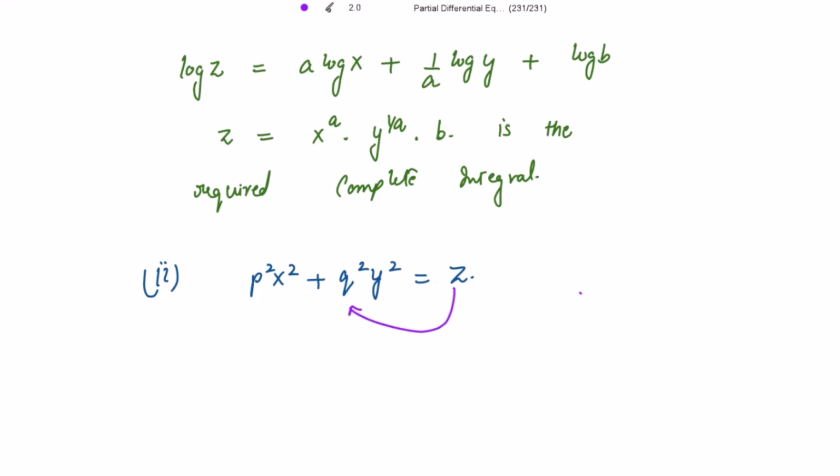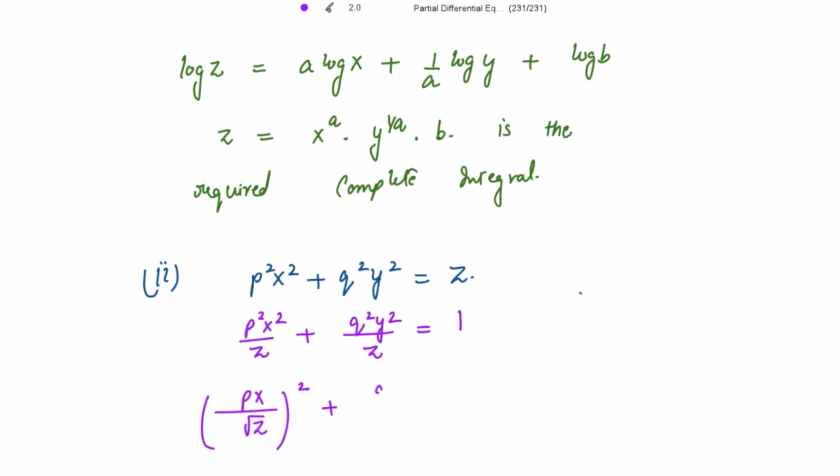Next, solving this. Let's take this z to the denominator of this. So we have p square x square divided by z plus q square y square divided by z equal to 1. Can I write like this? Yes, definitely. So here we can also write this as px divided by square root z whole square plus qy divided by square root z whole square equal to 1. That's okay? Alright.